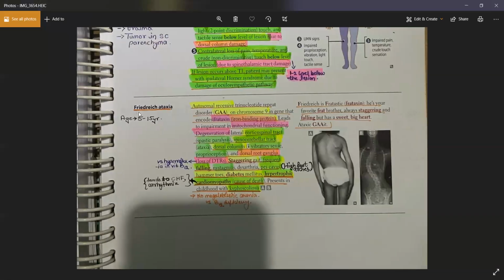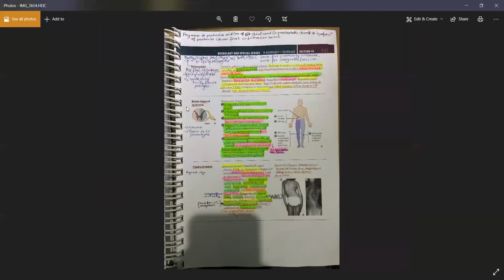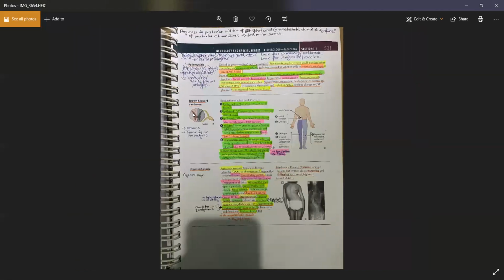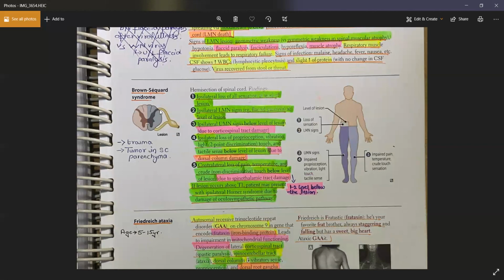So finally, you have Friedreich ataxia. Any more doubt on this Brown-Séquard syndrome? I will clear this on WhatsApp, don't worry. Any more doubt on the Brown-Séquard syndrome? No, thank you.